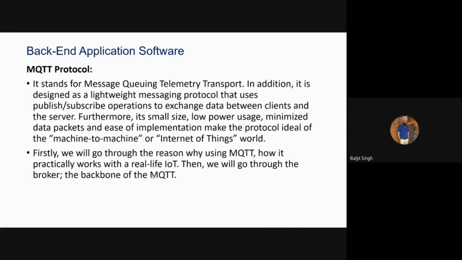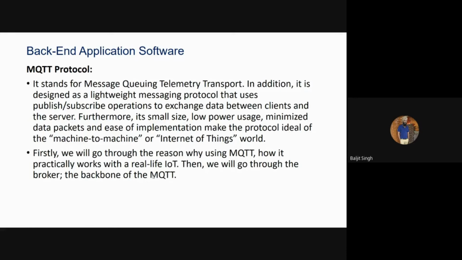So now, after hardware, coming to the back-end application software for designing a precision farming system or any IoT or embedded system-based system. The first protocol that we have used is the MQTT protocol. It stands for Message Queuing Telemetry Transport.